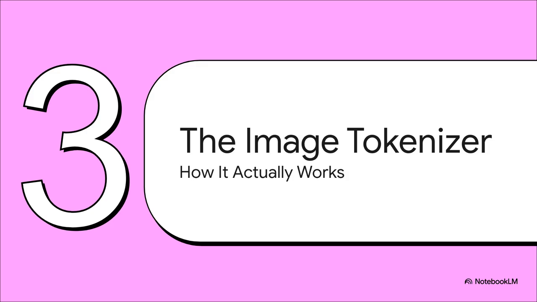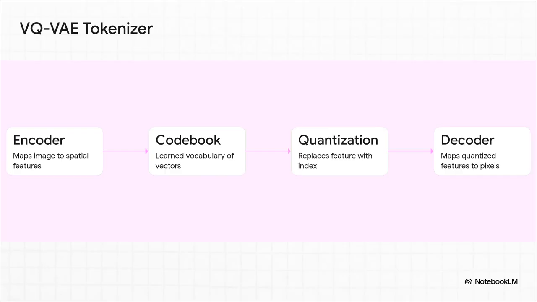Let's move to Section 3, the VQ-VAE image tokenizer, and see how this actually works under the hood. To turn a continuous, fluid picture into discrete text-like puzzle pieces, we use a vector-quantized variational autoencoder, or VQ-VAE for short. Let's walk through this pipeline organically. Step 1 is the encoder. Think of this as a highly advanced scanner, taking an image and mapping it down to a grid of spatial features, like a 32 by 32 grid.